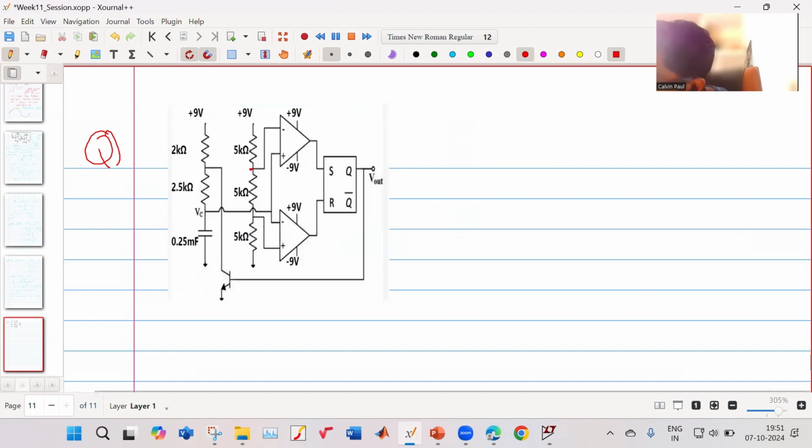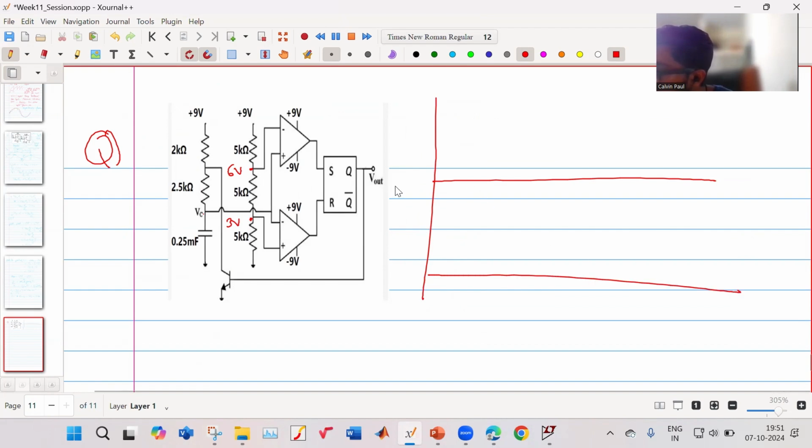What will be the voltage over here? One-third of 9, sir. So it will be 3 volt. Here it will be 6 volt. This is my capacitor. If you remember, when your Q is high, your capacitor will be discharging from 6 volt to 3 volt.